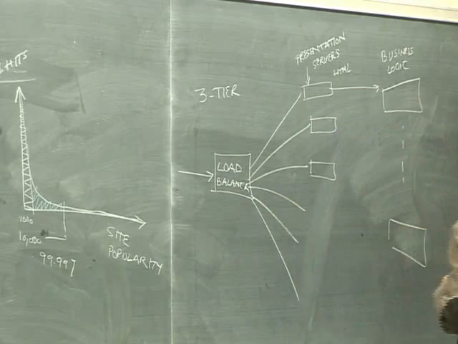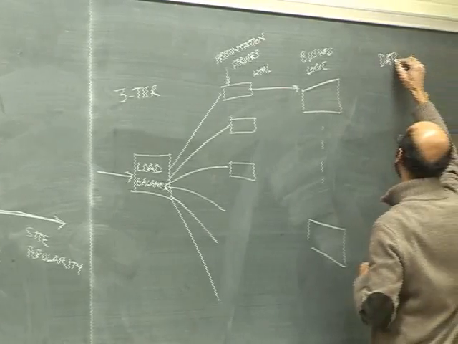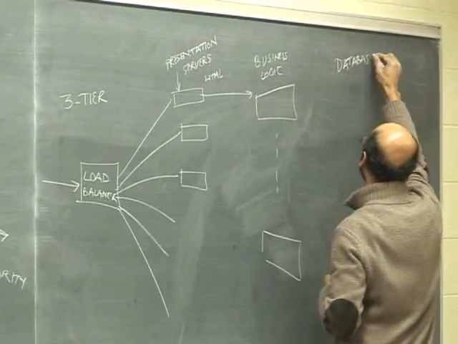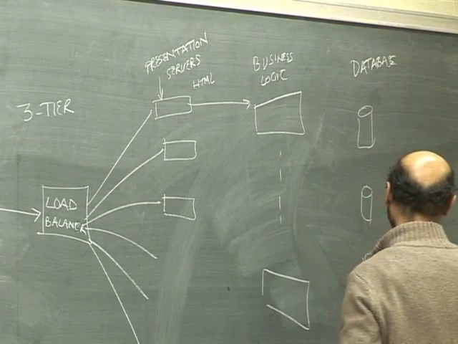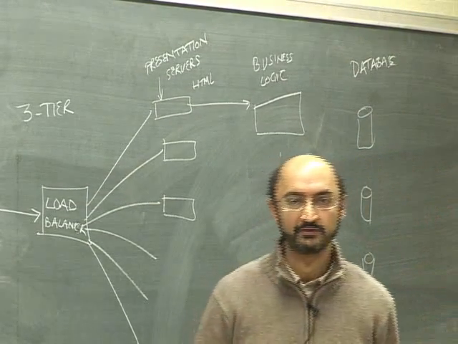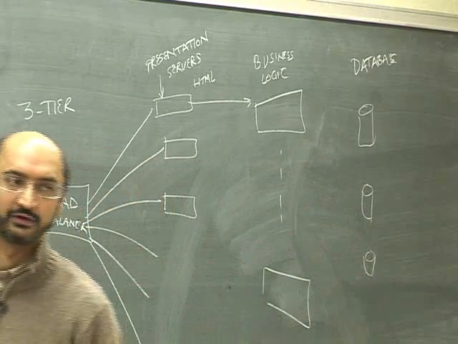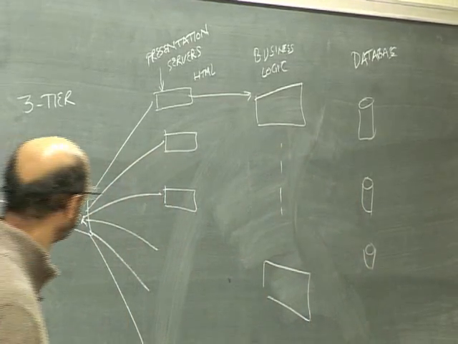And behind it is what's called the database tier. So we have lots of databases over here. These are talking about petabytes, so thousands of petabytes, exabytes of storage, lots and lots and lots of storage.